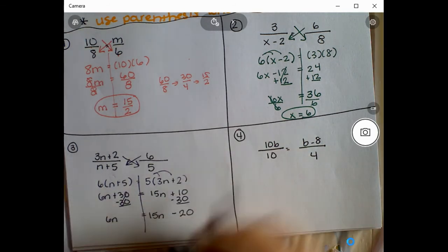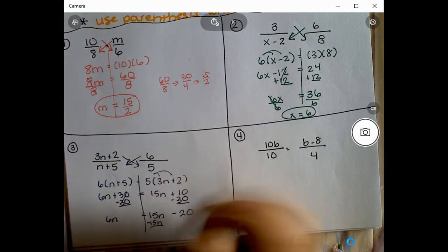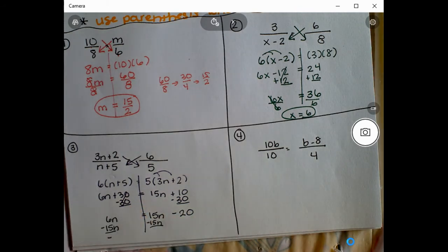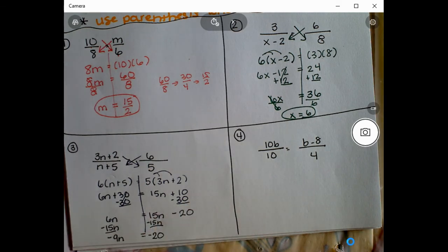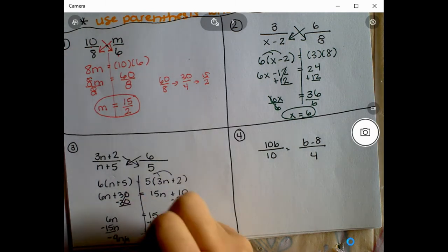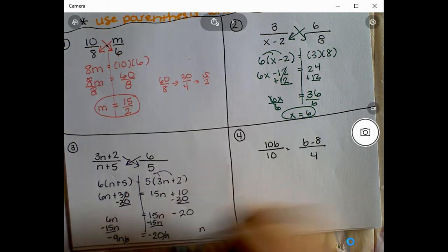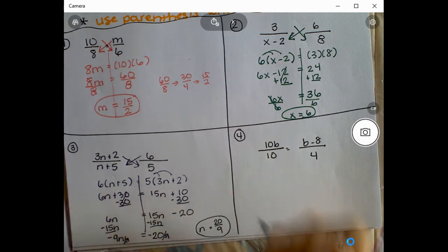Add or subtract something else. We want to get the variables together, so we'll do minus 15n to get all the variables over here on the left. So that would be negative 9n equals negative 20. And now we need to, I'm running out of room, divide both sides by negative 9. So n equals 20 over 9. Okay, that's as simplified as it can be.